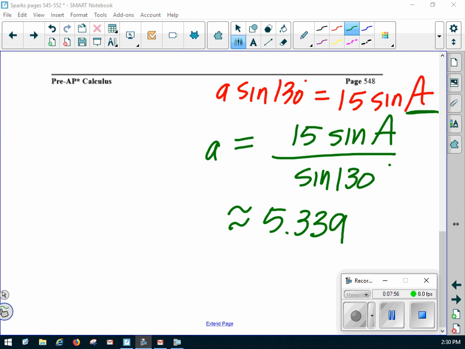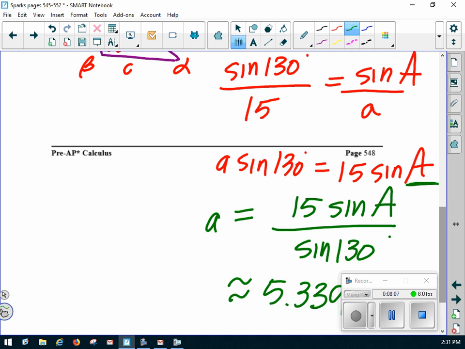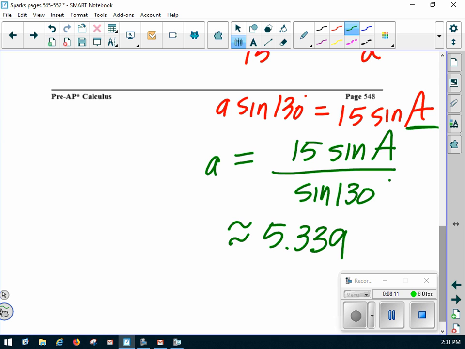Recording. Huh. I think I forgot to record this piece right here. Can I say it again? Look at the red. We cross multiplied from the law of sines. We used capital A because that's where we put angle A. That's where we stored angle alpha.